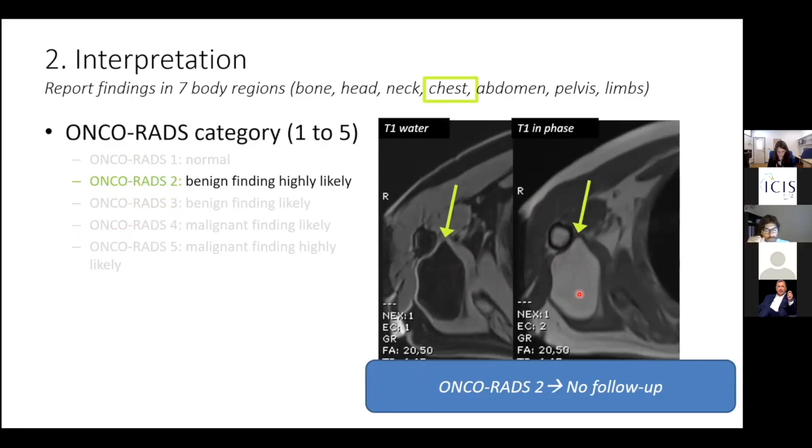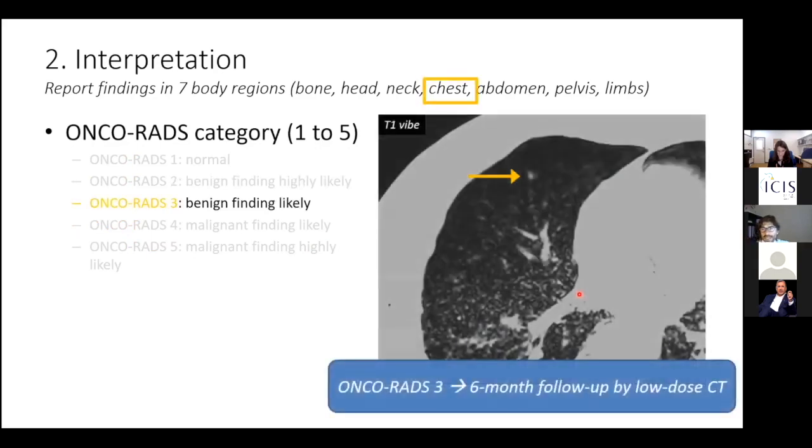No follow-up is required. ONCO-RADS 2, because there is something, but it is not normal. No follow-up was required. But on the same man, we observed a lung nodule in the middle lobe, as you can see here, of 6 millimeters. According to the national guidelines, a follow-up is required at 6 months with a low-dose CT.